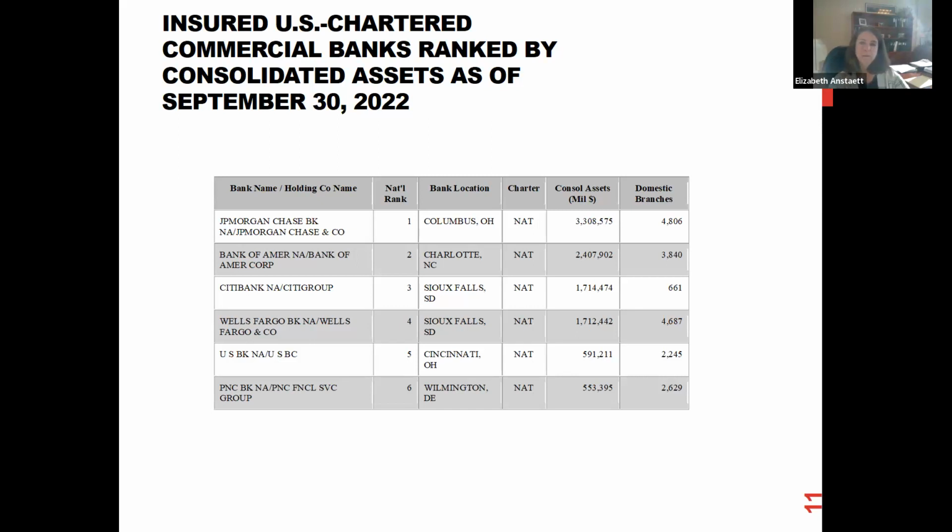So that is pretty much the lay of the land for the major pieces of federal banking legislation. And in the next module, we're going to start to get into a little bit more detail. So let me know if you have questions.